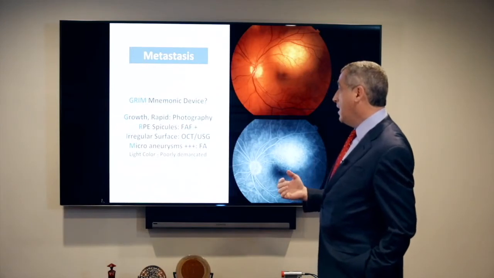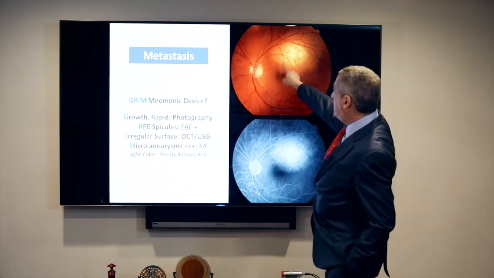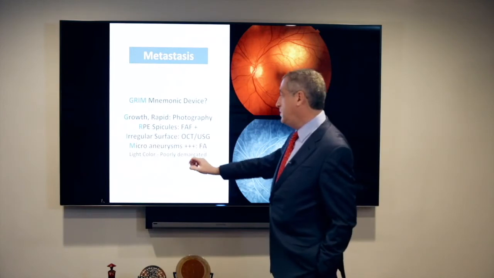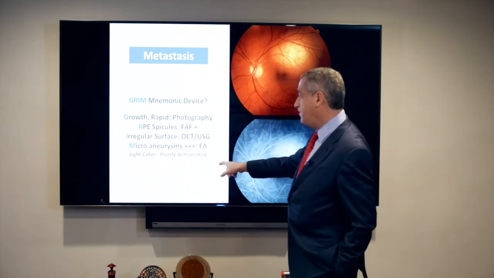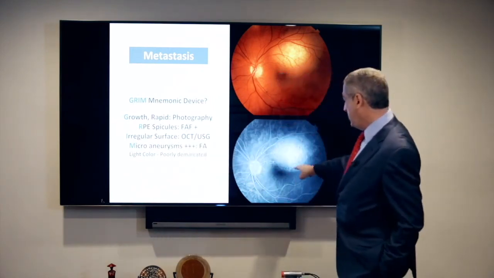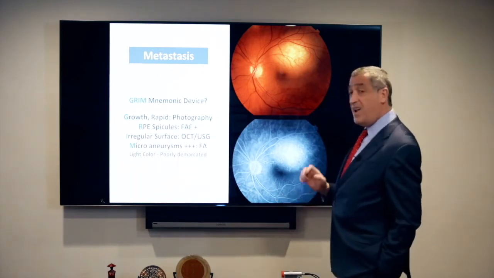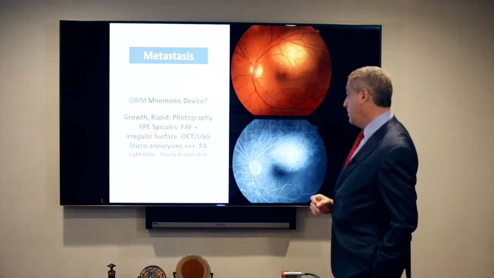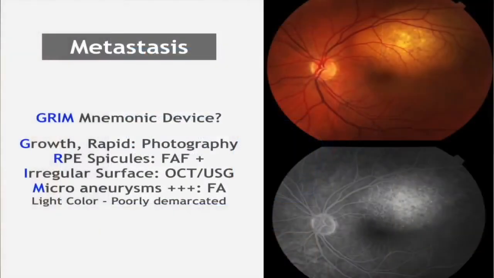The RPE spicules are fundus autofluorescence positive, and you can see examples of the little pigmented spots on top, which will light up with the fundus autofluorescence images. The irregular surface that you can see on the OCT or the ultrasound, and microaneurysms, lots of little dots, are very common with metastatic choroidal tumors, and they exist on choroidal melanomas, but in much smaller numbers. They also tend to be lightly colored and poorly defined, which is again a more subjective finding.